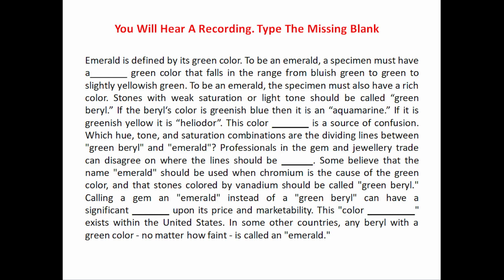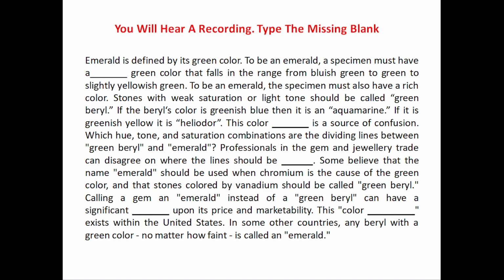Emerald is defined by its green color. To be an emerald, a specimen must have a distinctly green color that falls in the range from bluish-green to slightly yellowish-green. To be an emerald, the specimen must also have a rich color. Stones with weak saturation or light tone should be called green beryl. If the beryl's color is greenish-blue, then it is an aquamarine. If it is greenish-yellow, it is heliodor.